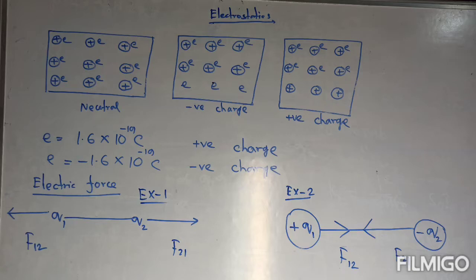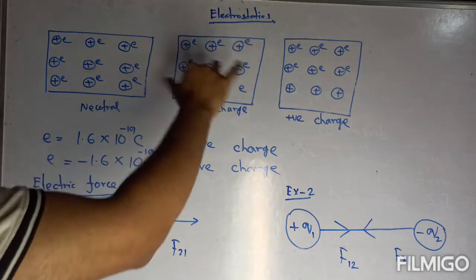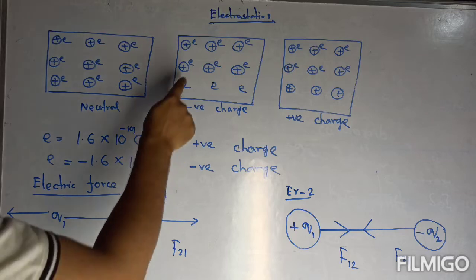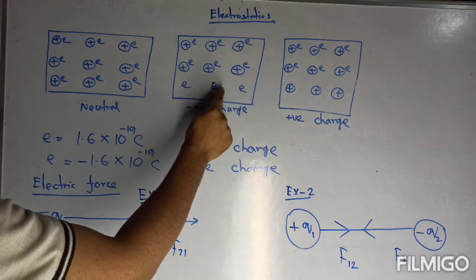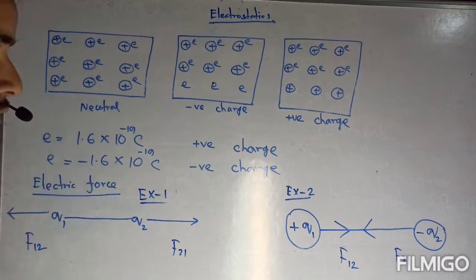So basically, how many types of charges are there? There are two types of charges. One is negative charge, another is positive charge. You can look at the diagram. What is the meaning of negative charge? Look, in this substance, how many electrons are there? 1, 2, 3, 4, 5, 6, 7, 8, 9. So there are 9 electrons.